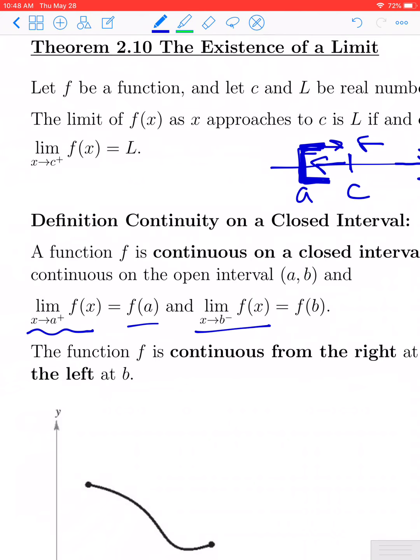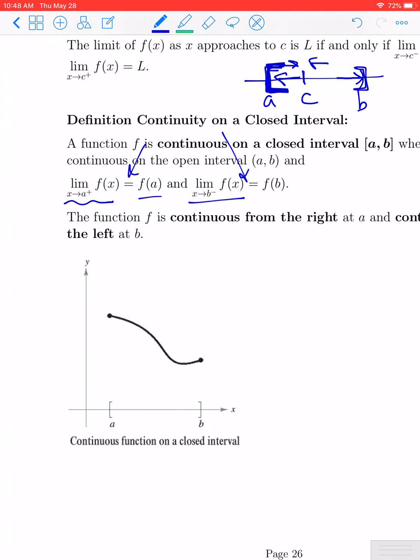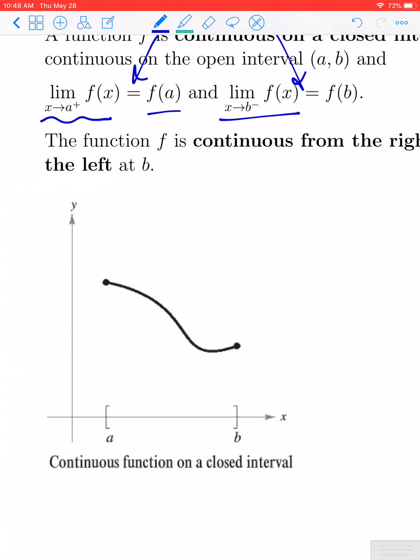So if it's continuous at the left endpoint, if it's continuous at the right endpoint in terms of the one-sided limits, and if it's continuous in the interior, then we would say that the function is continuous on the closed interval a to b. And intuitively, we're just kind of thinking of a graph like this. And you have a nice point where you start. Everything is nice and connected, no jumps, no breaks. We end up at b, which is also filled in. This is an example of a function continuous on a closed interval.